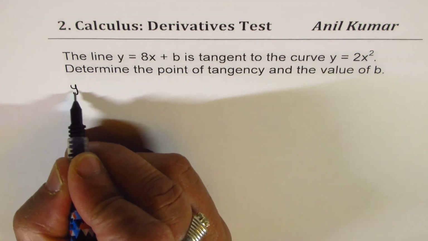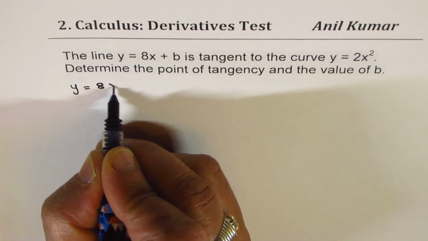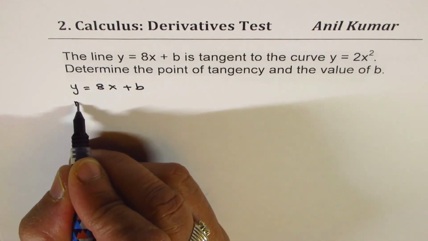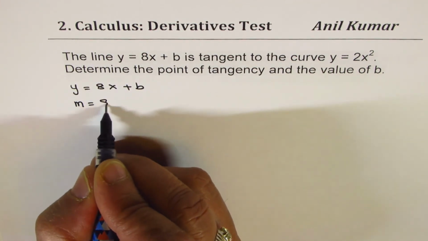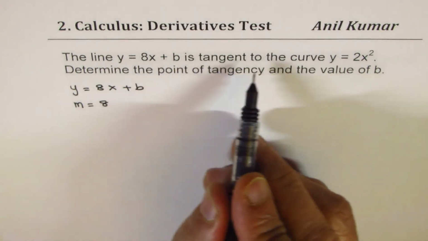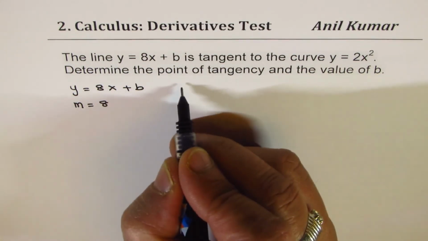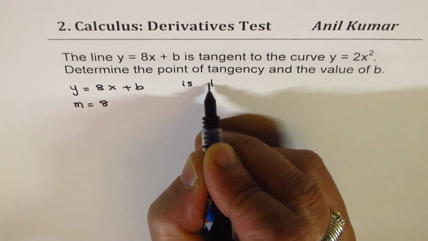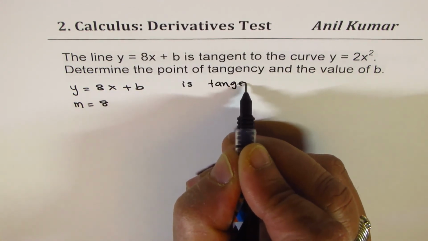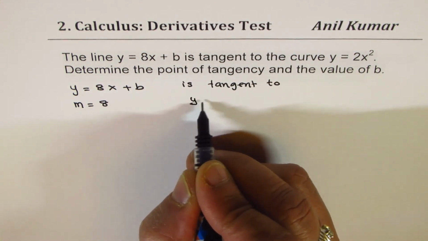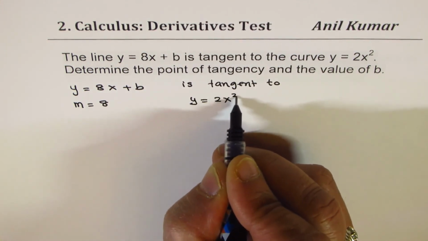So we are given line y equals 8x plus b. Now from this equation, slope m of the line is 8. Now this line is tangent to the curve y equals 2x squared, right?